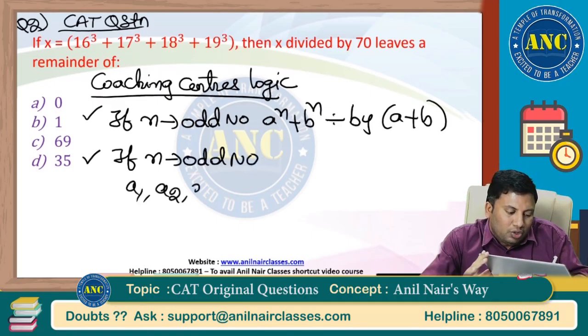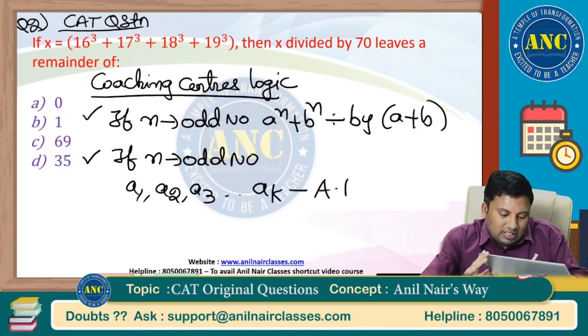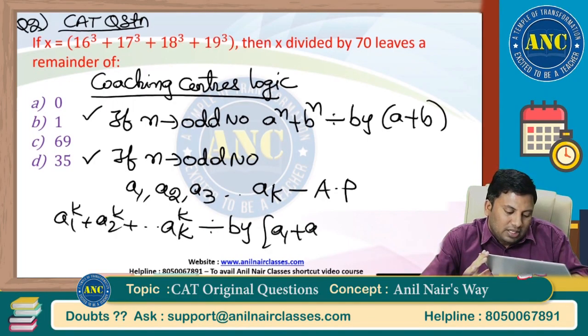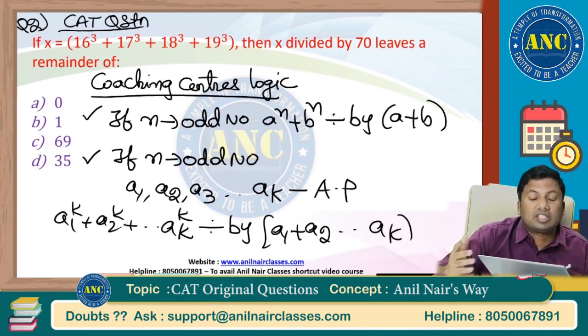a1, a2, a3 and so on up to ak. If the series is in AP, a1 power k plus a2 power k plus and so on up to ak power k is divisible by a1 plus a2 and so on up to ak. If you know this, it is good.